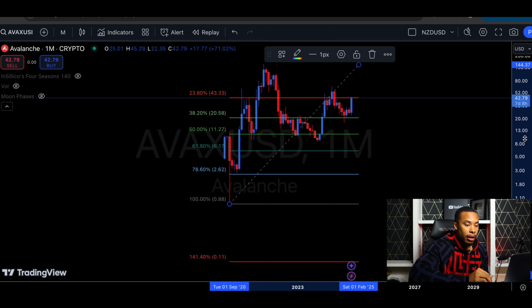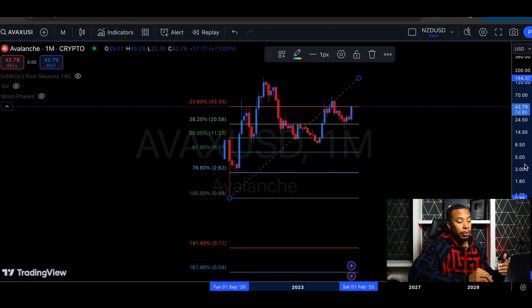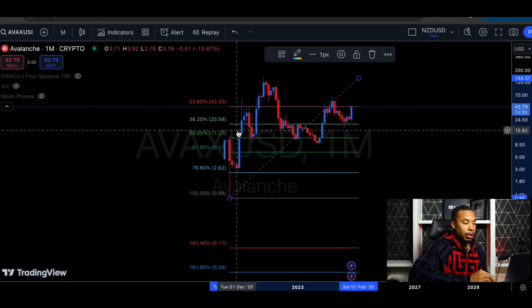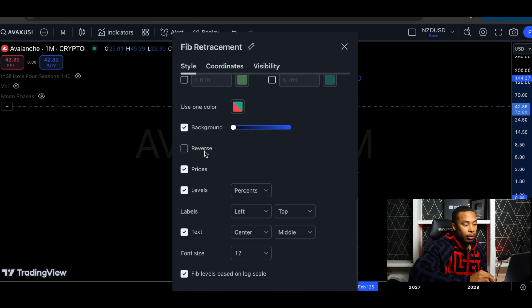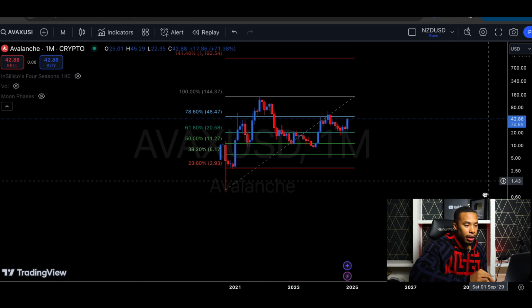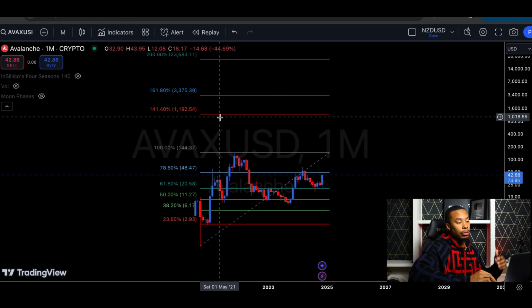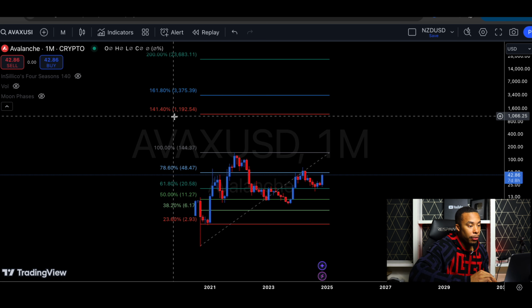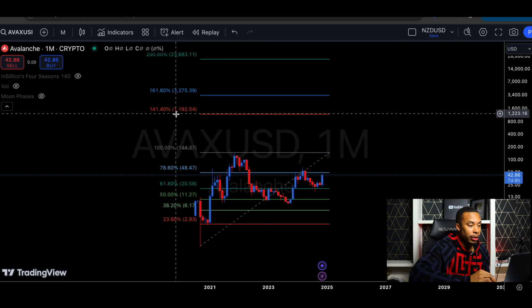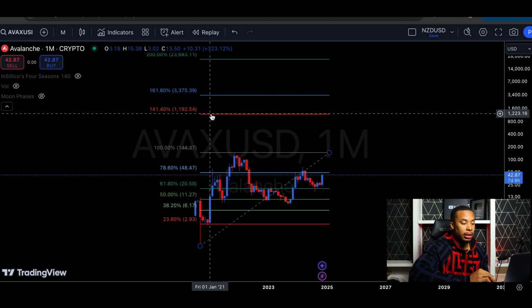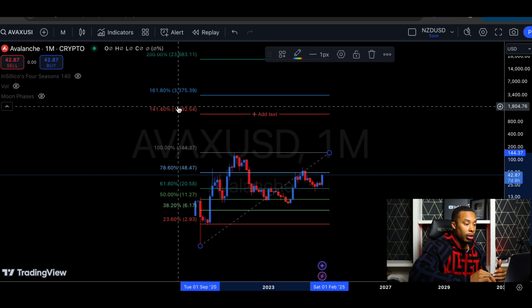OK, now, in order to project possible price targets, we reverse the Fibonacci. You come here, hit reverse, and hit OK. Now, this is what people are possibly looking at right here, saying that Avalanche is going to hit $1,200 per token. As you can see here, the 141, we see $1,192.54.